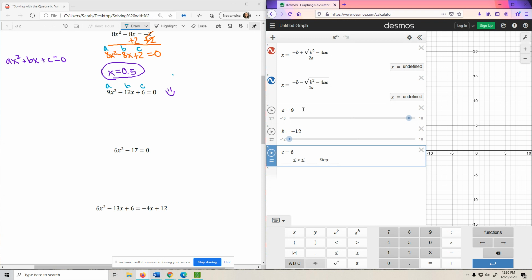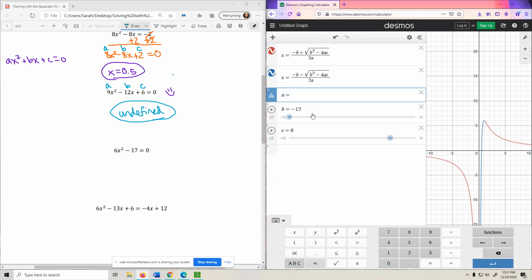Notice that for both of these, it says x equals undefined. This was sort of like when we tried to take the square root of a negative number when we were solving things by taking square roots. So if you get x equals undefined, just write undefined as your solution, and that is it. We are not able to do any more solving with that because somewhere in the process, we ended up with a negative number under the square root sign.